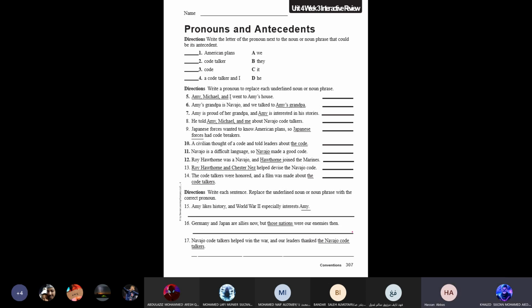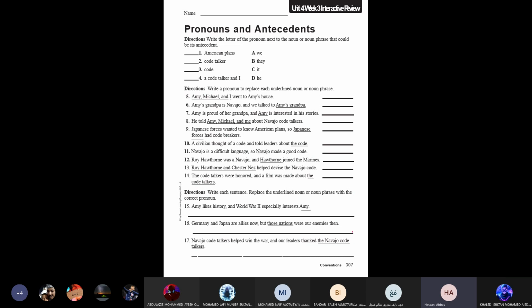He told Michelle and me about never who could take her us. So instead of the underline, what do you use? What's the pronoun? Emmy. Again? Emmy. Yes. So this is number 8. Will be what? Will be us. Yes, exactly. Very good, ya Khalid.